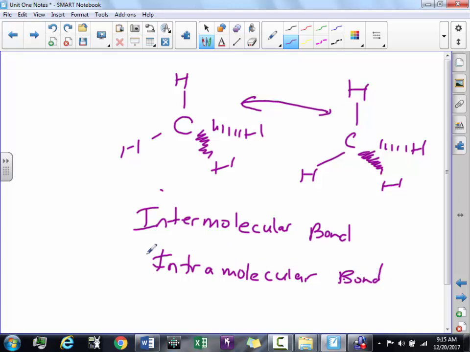It's a bond within the molecule. For example, this thing right here is an intramolecular bond. It's a bond that keeps the inside of a molecule attached together. An intermolecular bond then would be this right here. It's what makes this molecule want to stick to this molecule. And this is the point of my lesson. I'm taking a long time to make my point, but hopefully I'm doing a good job.